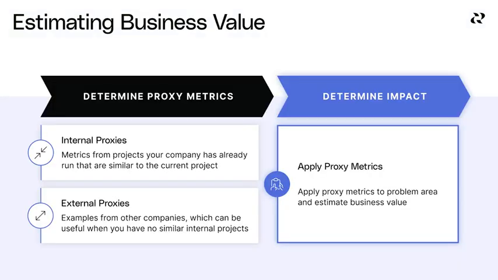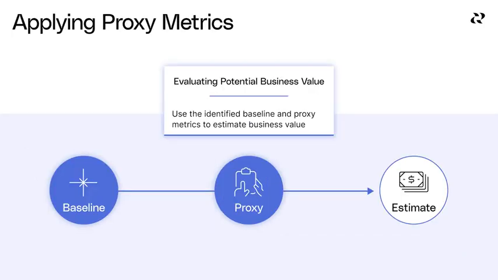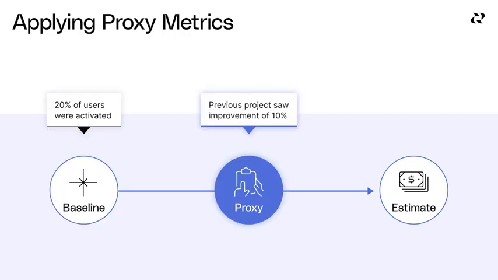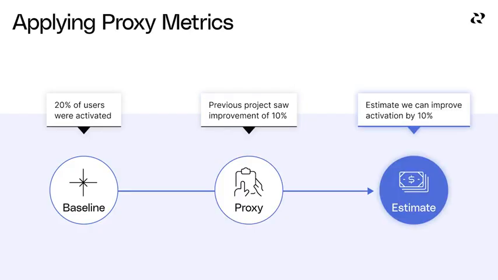Once you have your proxy metrics, you can use them to evaluate your potential business value. To do this, you'll take the problem area and magnitude you identified and estimate how much of that problem you could fix based on the proxy metrics. For instance, say your baseline activation rate was 20%. That means 20% of the users you acquired were successfully activated. Now, you might have worked on an activation project previously in which you saw a 10% improvement in activation rate. You could use that value as a proxy and say you can improve activation by approximately 10% in your project.